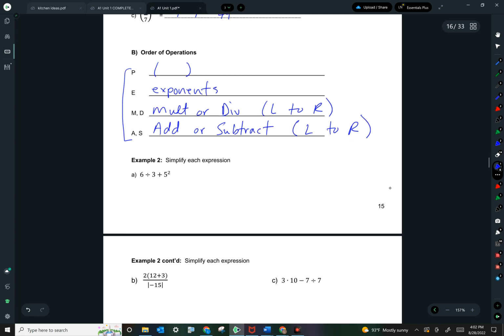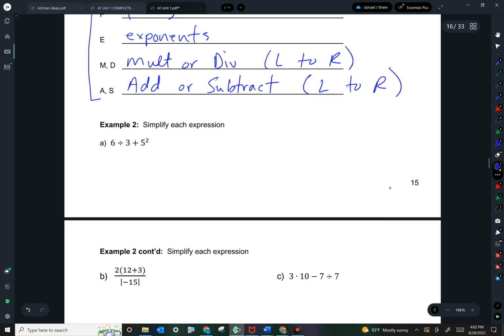So if I look at this first example, there are no parentheses. So the first thing I see is the exponent. So first I'm going to have to do this 5 squared, and that would be 25. So what I actually have here is 6 divided by 3 and then plus 25. And so next, division comes before addition. So then I would do the division. 6 divided by 3 is 2. And the last thing I have to do is the addition for a total of 27. Okay.